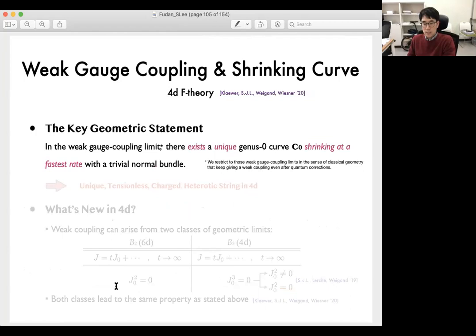So we still have a similar geometric result, which is spiritually very much the same as the 6D one. And this is the summary.